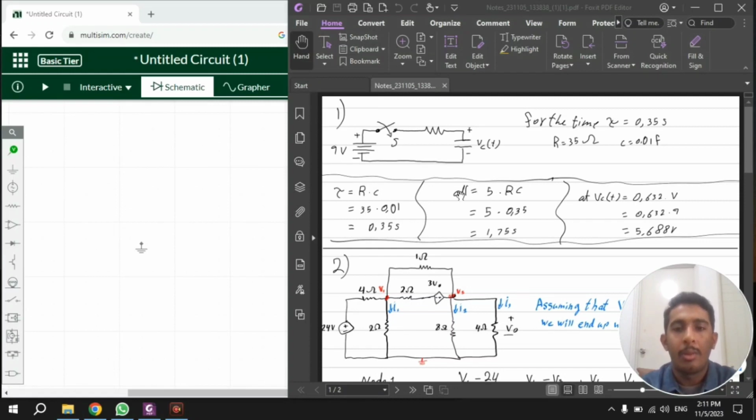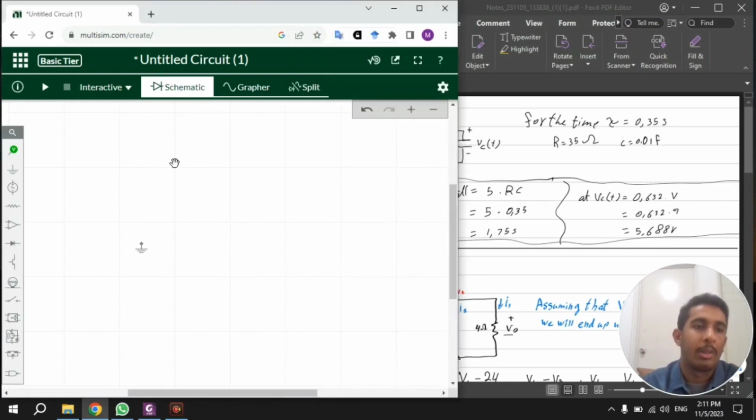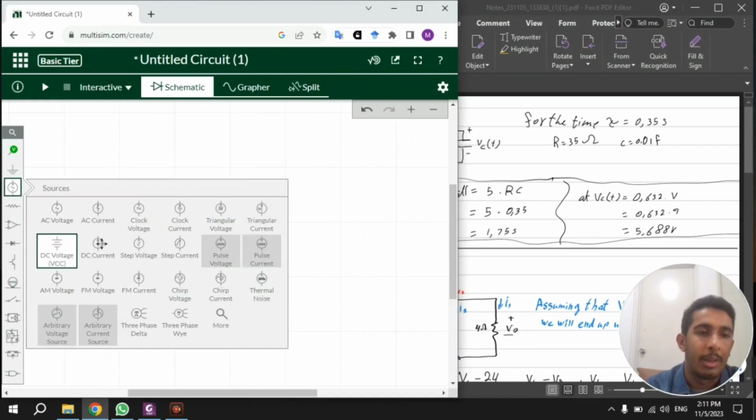So overall, the time needed for the capacitor to charge is 5 seconds. Multiplied by this, we end up with 1.75 seconds. The voltage of the capacitor will be 0.632 multiplied by the voltage source, so we will end up with 5.688 volts. We're gonna show all this in the graph right here.